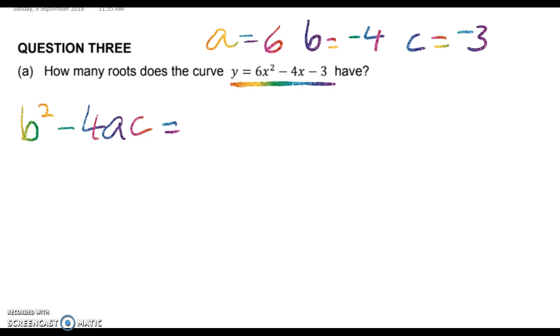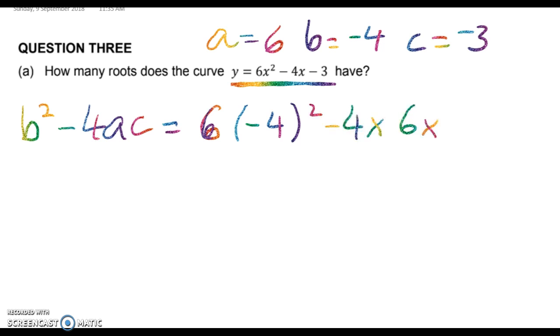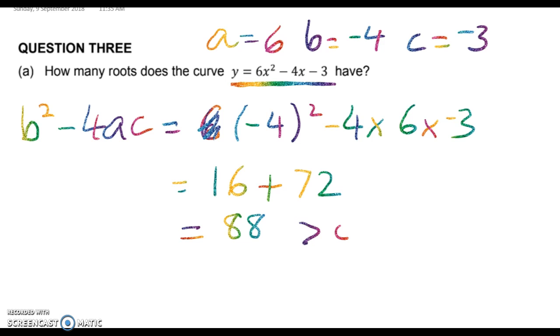So the first bit, b squared, so -4 squared minus 4 times 6 times -3. So that equals 16 plus 4 times 18 gives me 72. So that's equal to 88, which is strictly positive. Therefore, the curve has 2 real roots.